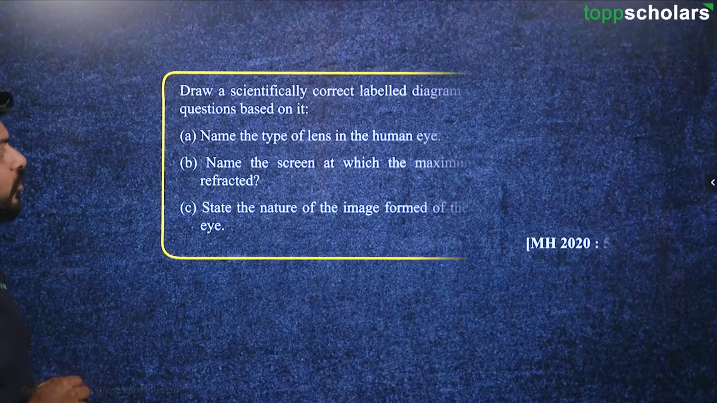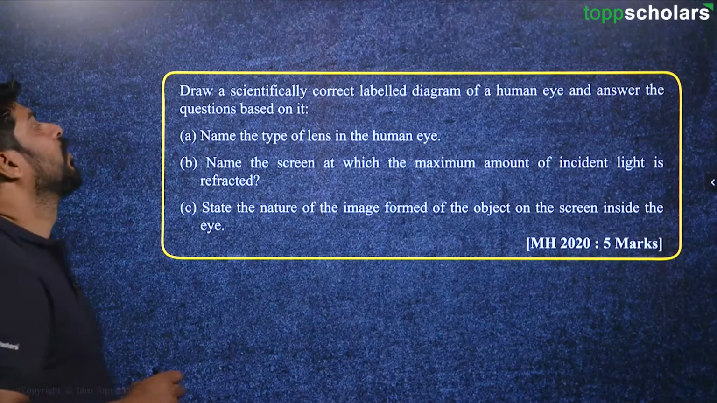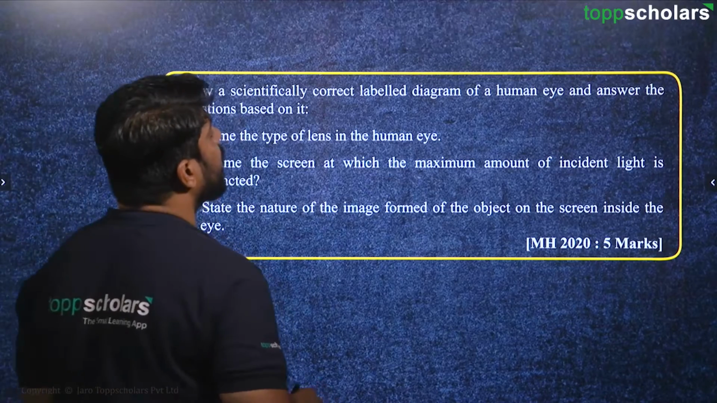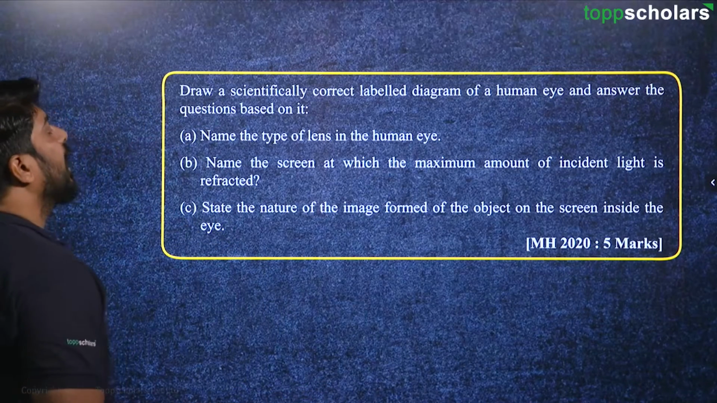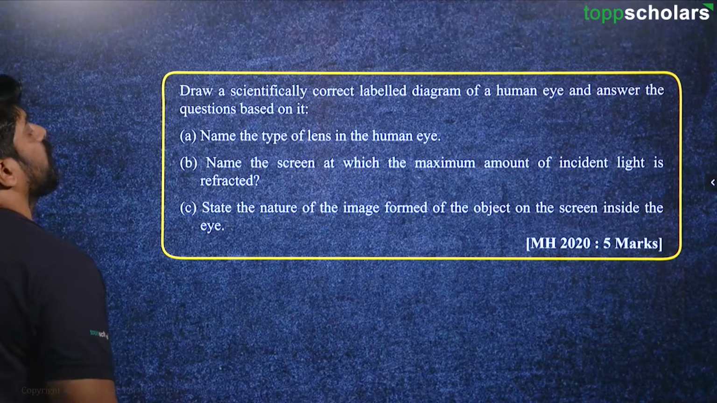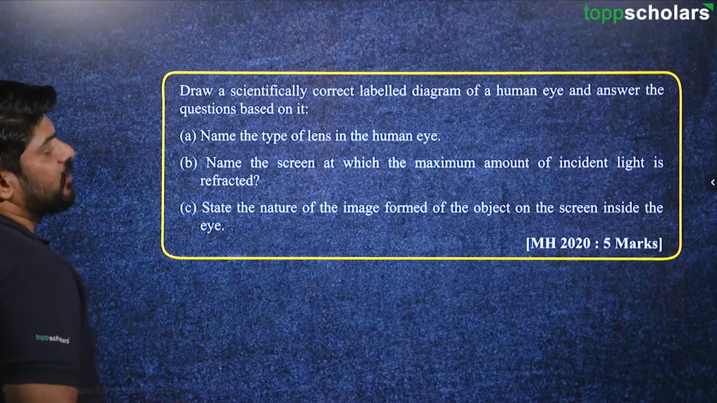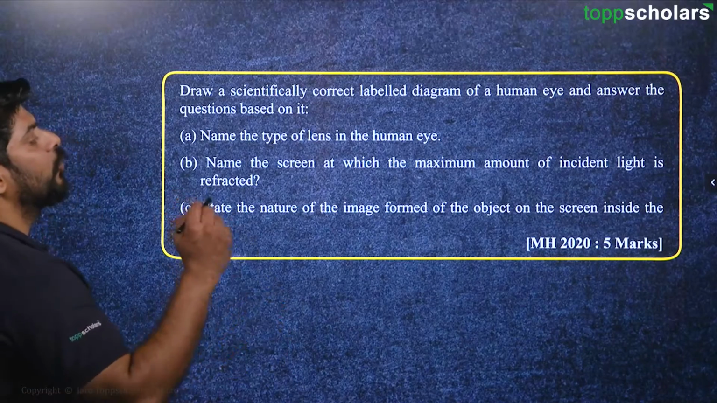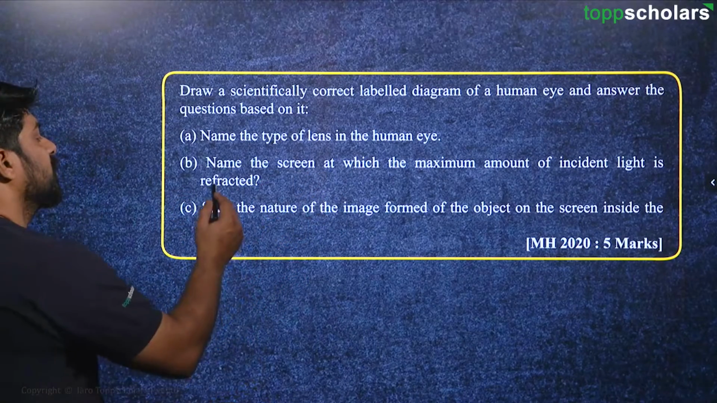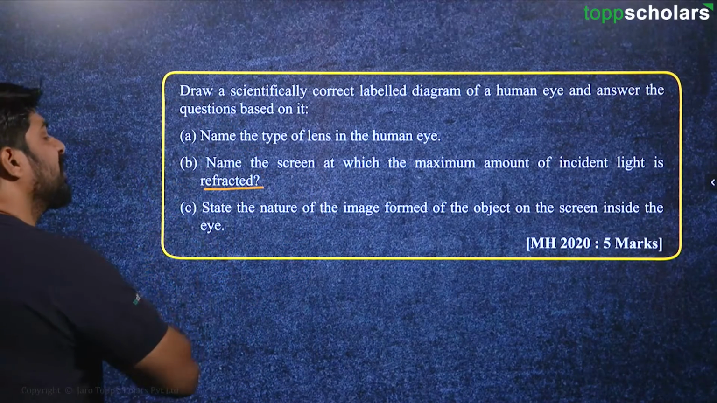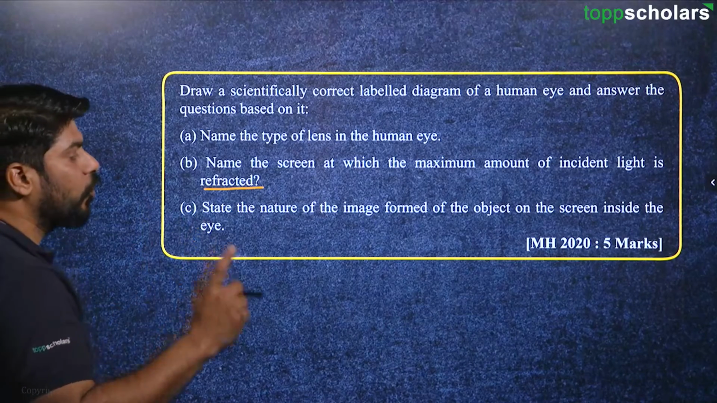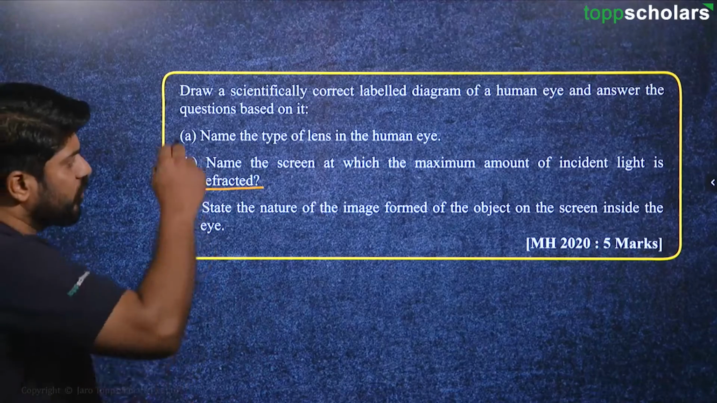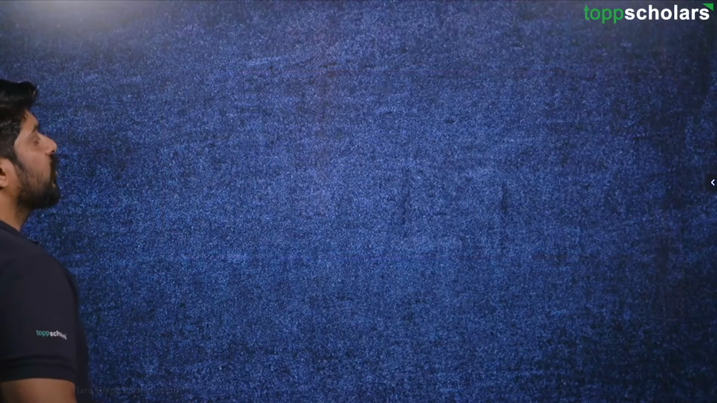Okay, moving on to the next question. Draw a scientifically correct labeled diagram of a human eye and answer the questions based on it. Name the type of the lens in the human eye. Name the screen at which the maximum amount of incident light is refracted. State the nature of the image formed of the object on the screen inside the eye. So these are the 3 questions. Let's look at the solution now.